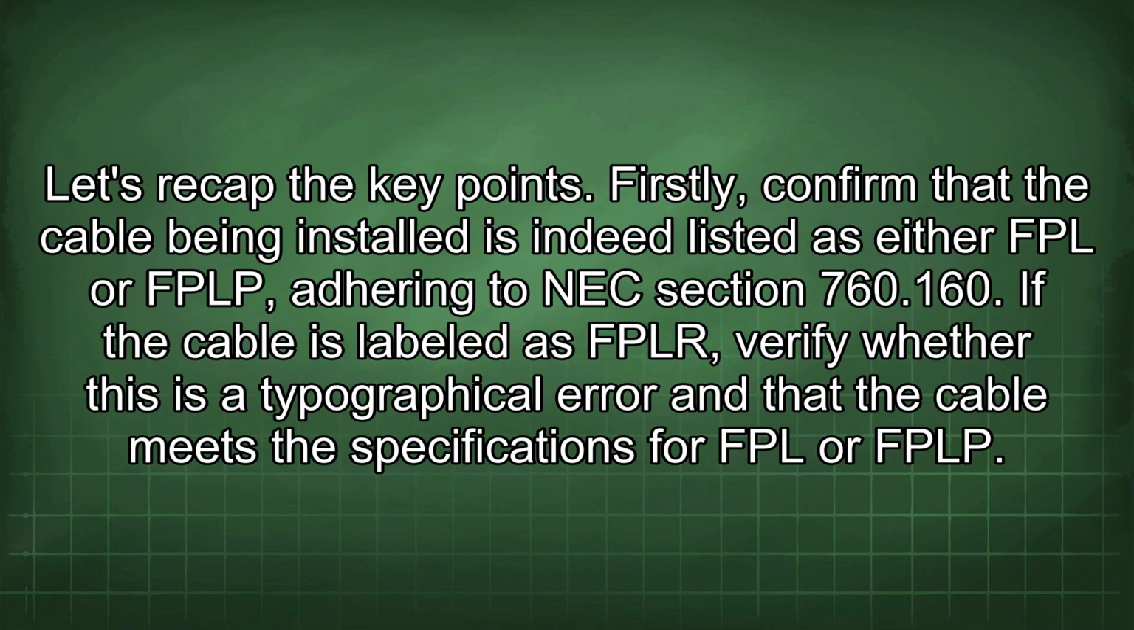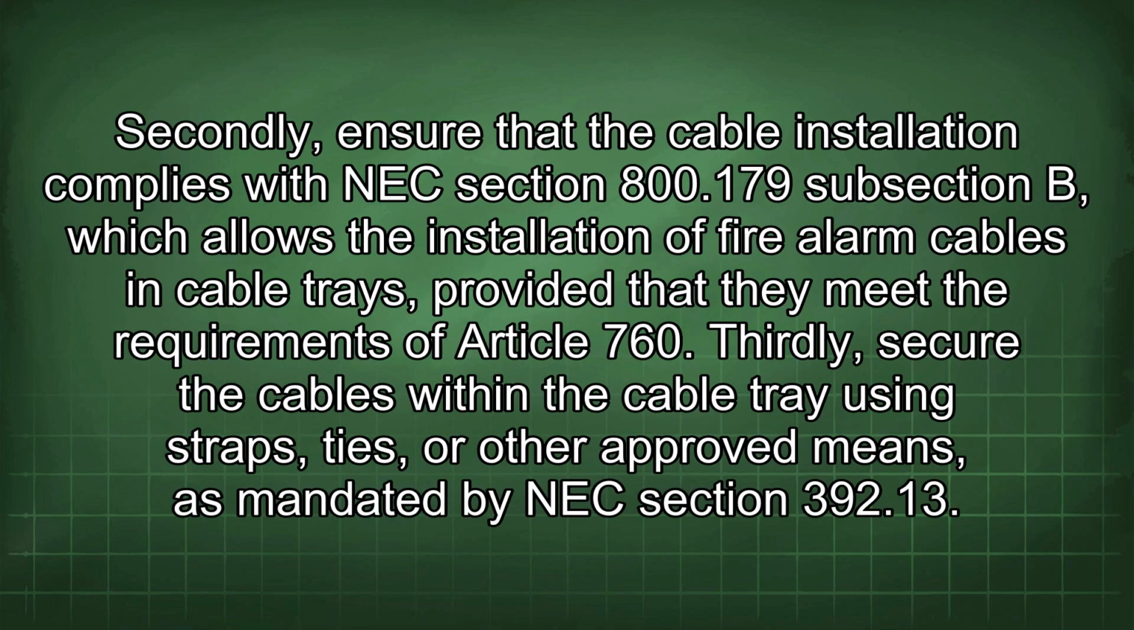Firstly, confirm that the cable being installed is indeed listed as either FPL or FPLP, adhering to NEC Section 760.160. If the cable is labeled as FPLR, verify whether this is a typographical error and that the cable meets the specifications for FPL or FPLP. Secondly, ensure that the cable installation complies with NEC Section 800.179 subsection B, which allows the installation of fire alarm cables in cable trays, provided that they meet the requirements of Article 760.